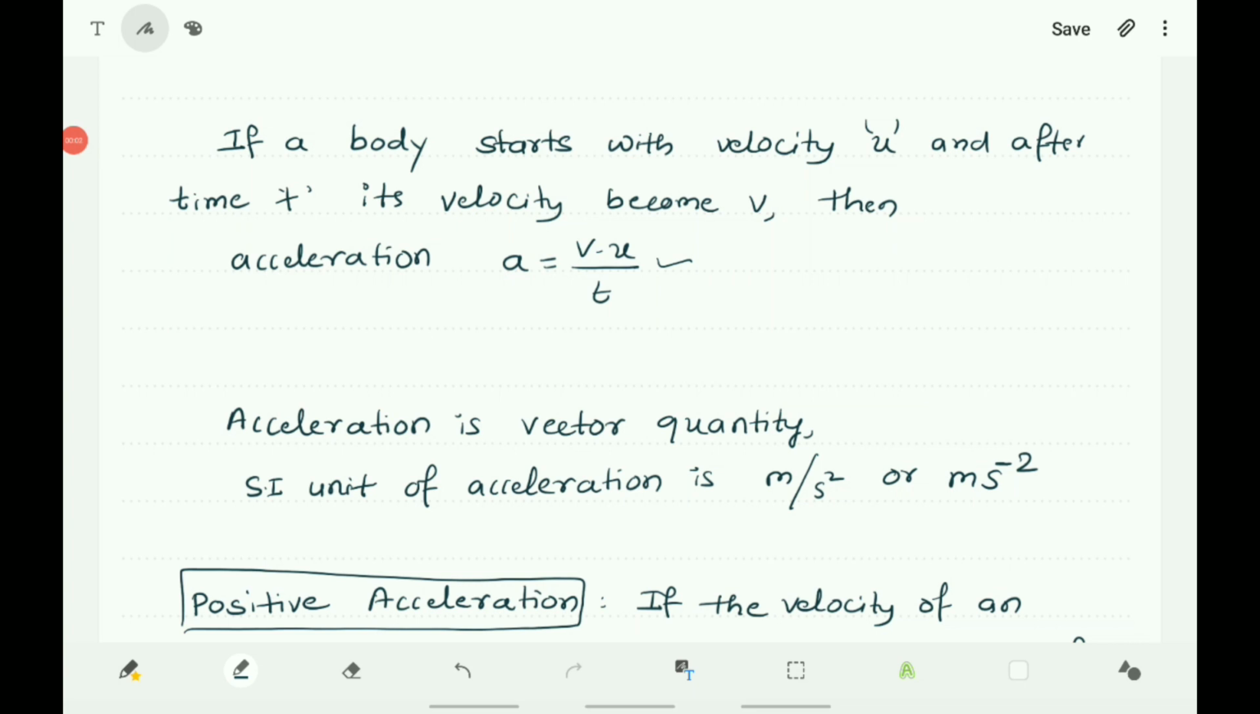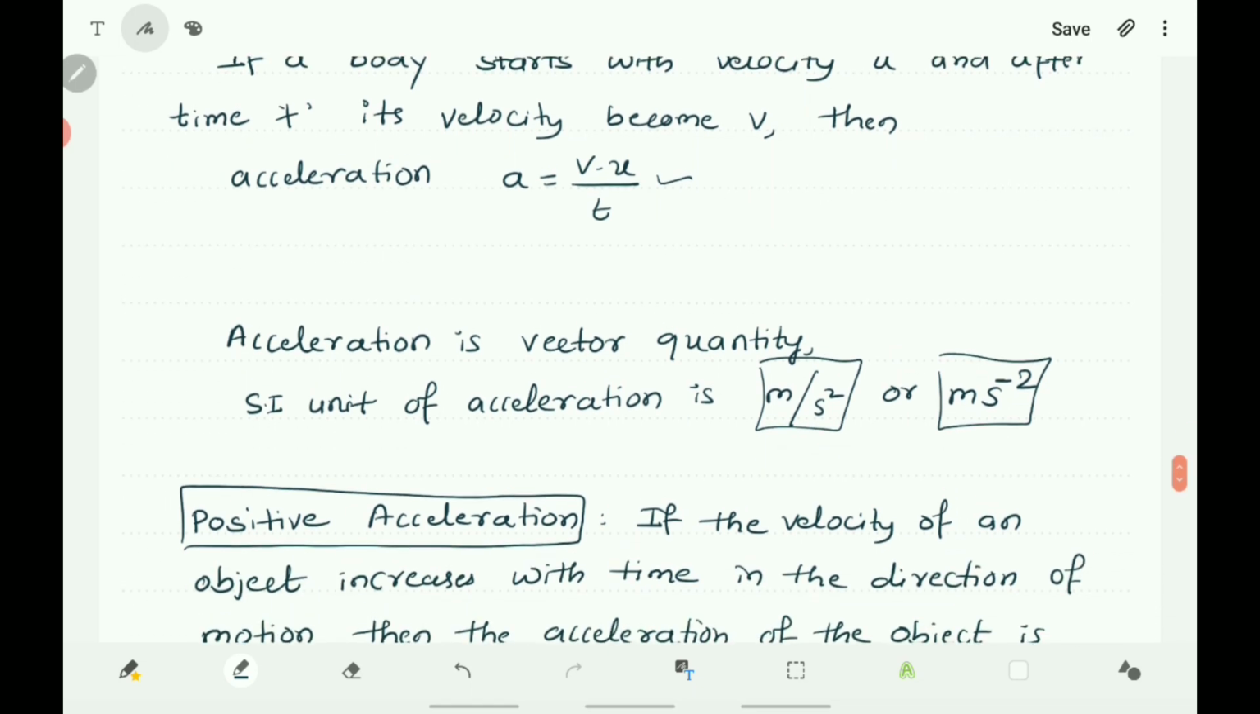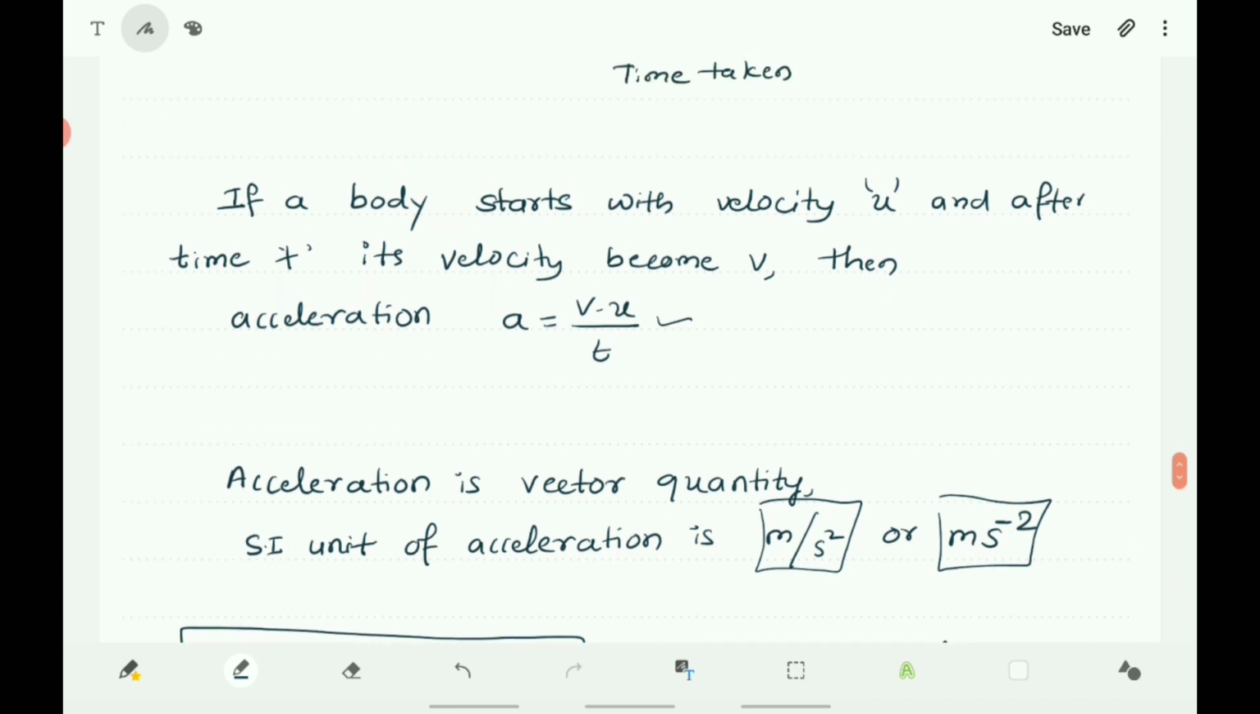This type of motion is called accelerated motion. As acceleration is the rate of change of velocity and velocity is a vector quantity, therefore acceleration is also a vector quantity. The SI unit of velocity is m s to the power of minus 1, that is meter per second, and the SI unit of acceleration is m s to the power of minus 2, that is meter per second square.